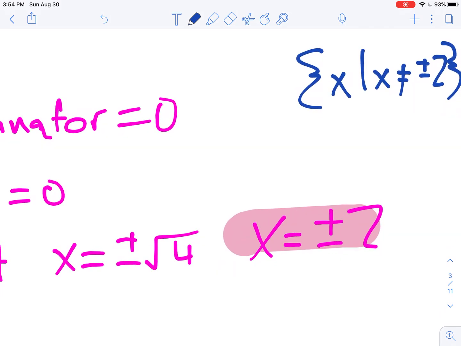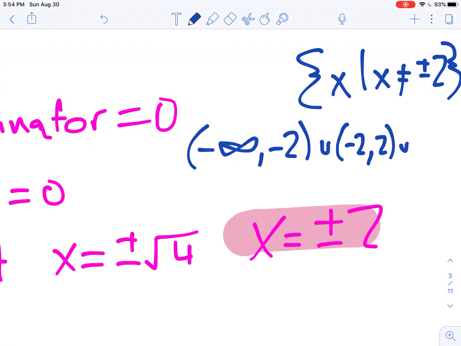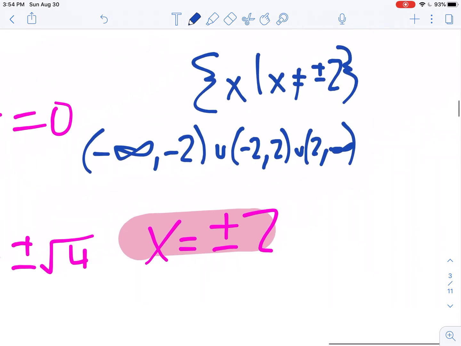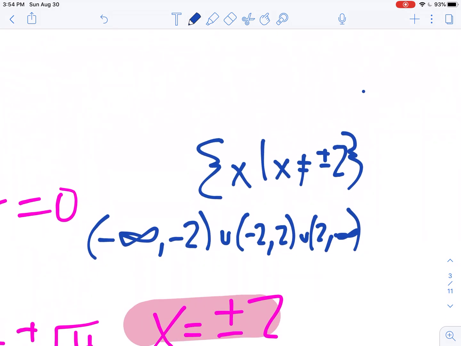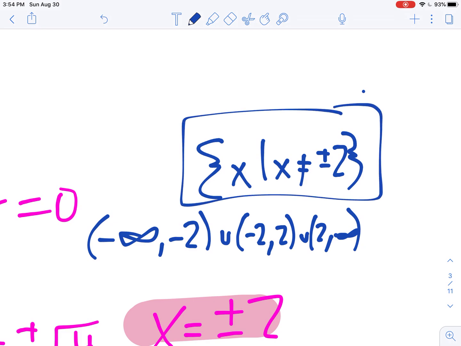You could go through and do what you might have learned in Algebra 2 last year of saying negative infinity until negative 2, union negative 2 to 2, union 2 to infinity. That's one way. I think this way up here is the easiest way of writing it: x is all values except where x cannot be equal to positive or negative 2.